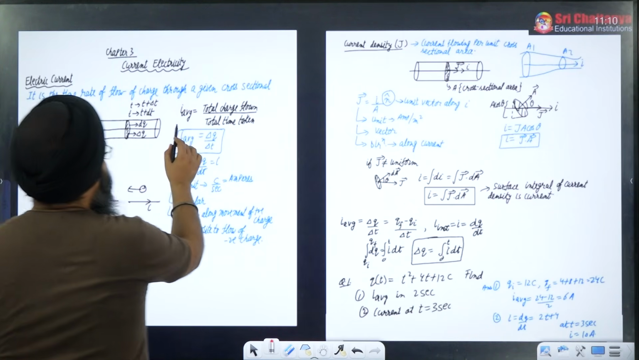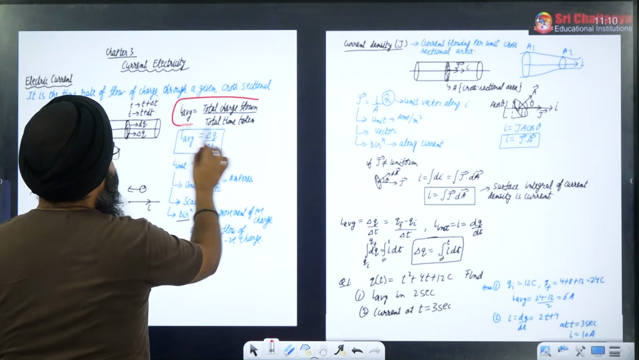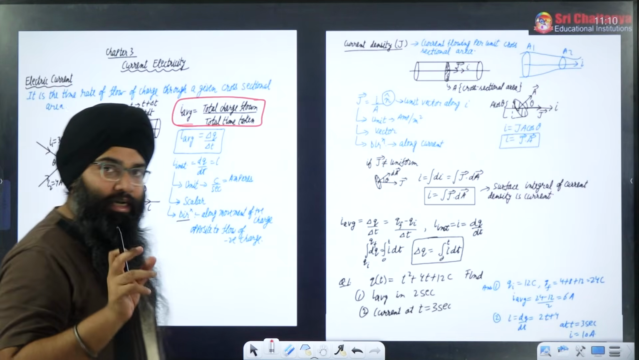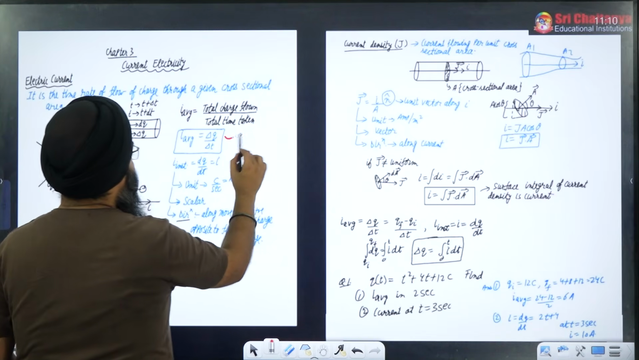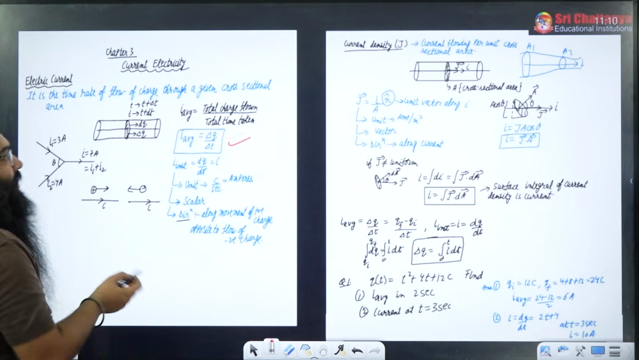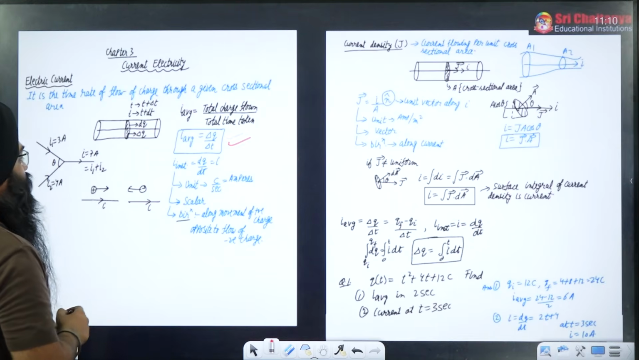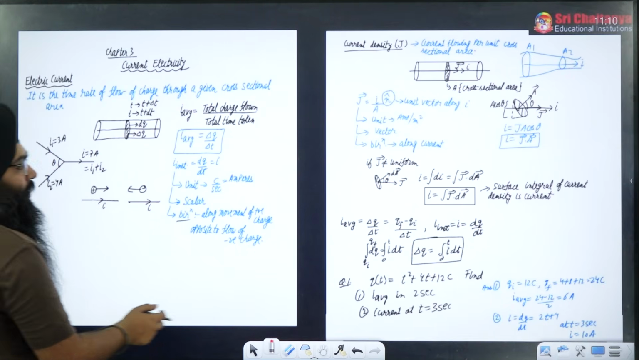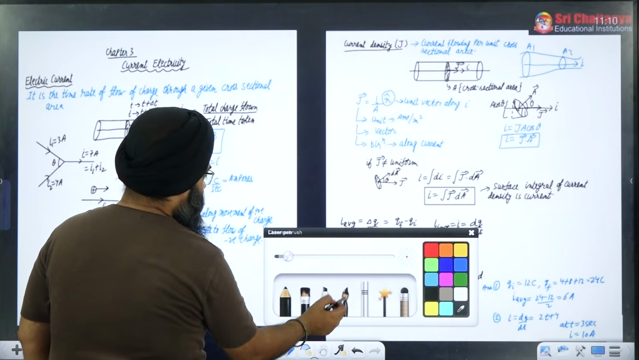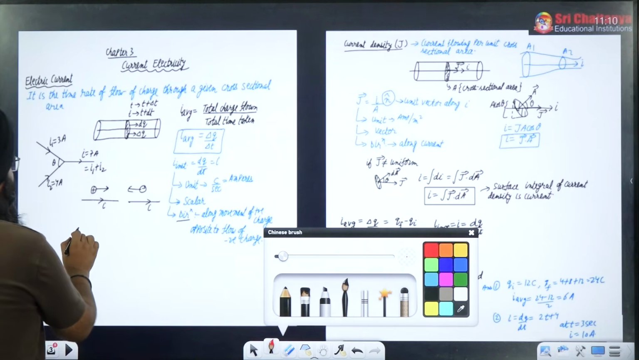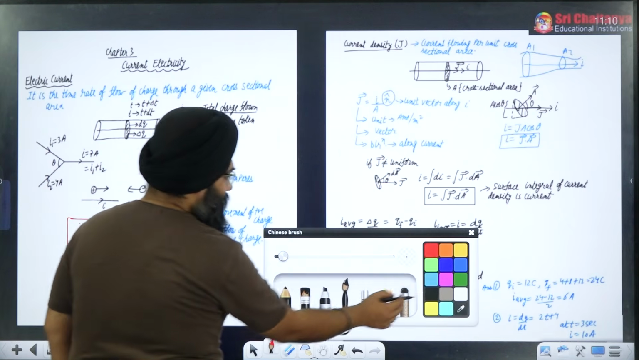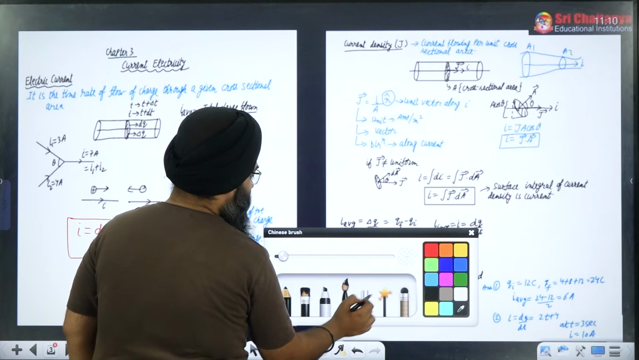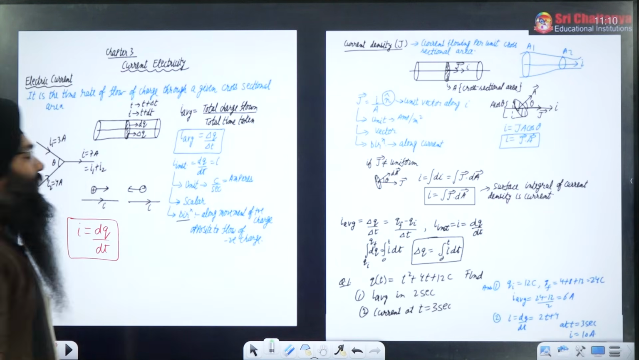When we talk about average current, it is given by total charge flown divided by total time taken. In delta t time, let us suppose delta q amount of charge flows, then the average current will be delta q by delta t. And the instantaneous current will be I equals dq by dt. Instantaneous current is the current at a particular instant of time, and average current is the current in a particular interval.